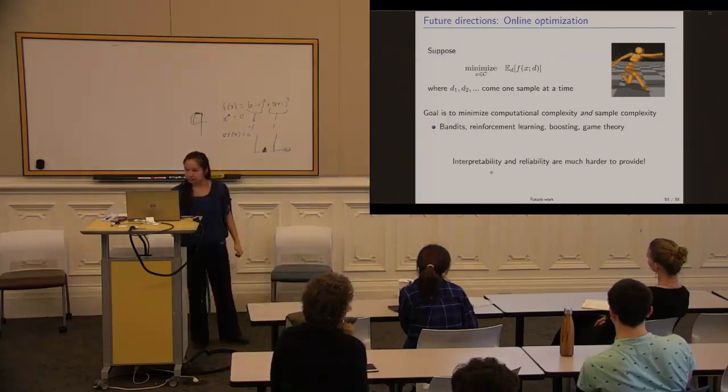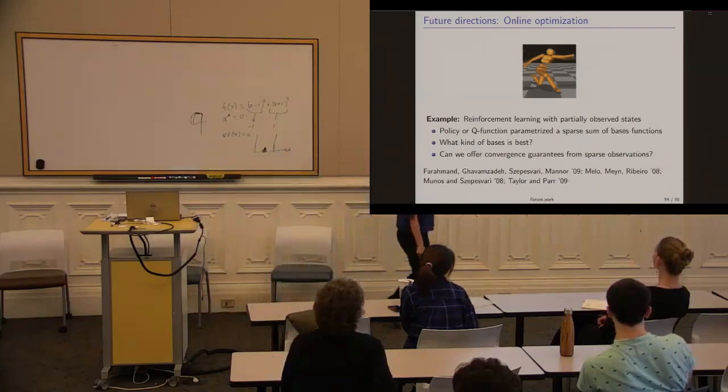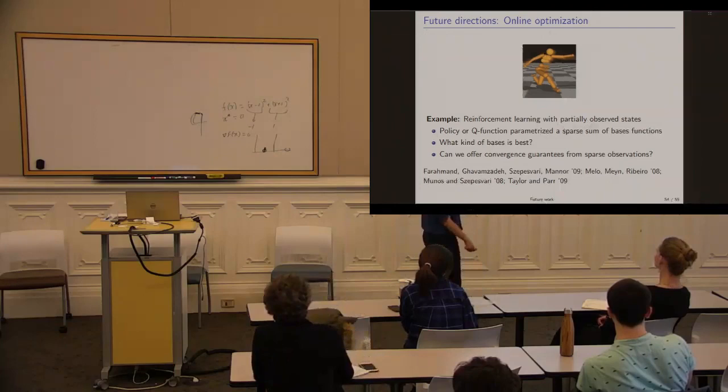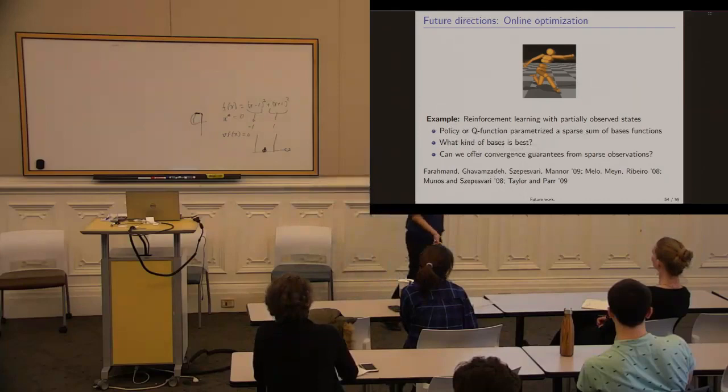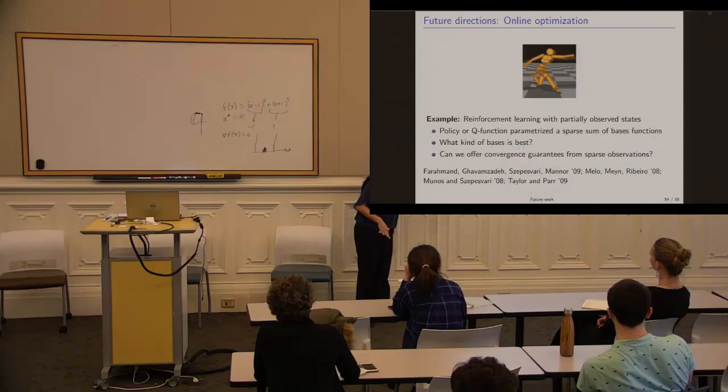As an example, in reinforcement learning, we're trying to learn a policy or a Q function, which is parameterized by a sparse sum of basis functions. We want to know what kind of basis functions we should use to characterize the whole state space. Can we offer convergence guarantees based on sparse observations? How many observations do we need for each kind of basis? I think this is a very interesting open question still.